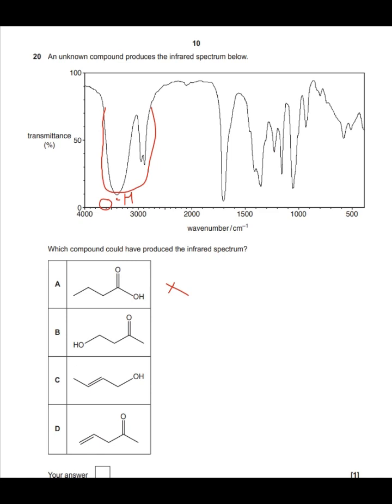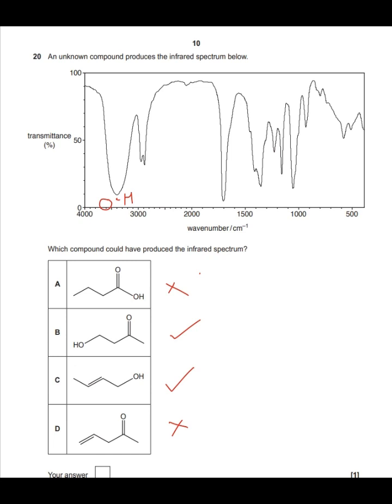because we've got a much narrower OH. We've definitely got an OH group. So it could be this one. It also could be this one. It's not going to be this one because we don't have an OH group.